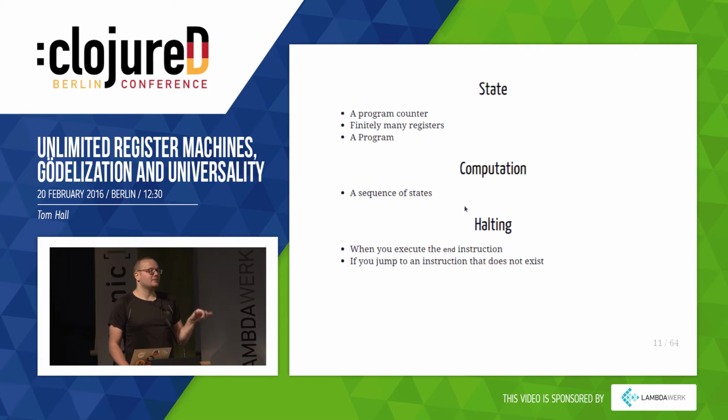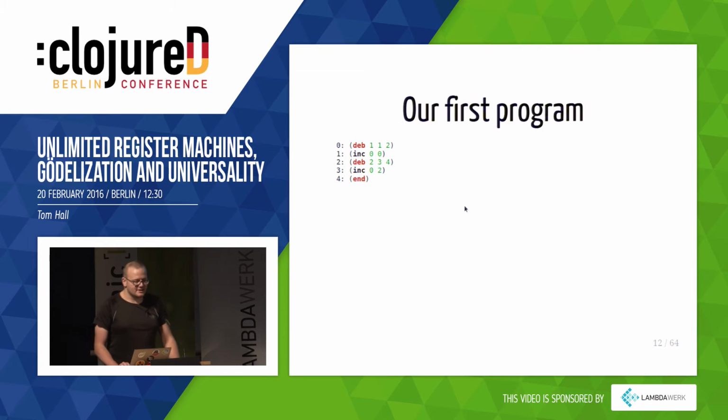Or, and this is to allow us to express programs that are not valid and still have a way of executing them, if you jump to an instruction that doesn't exist, that counts as an end condition as well. So our first program has 5 lines, and we're going to decrement register 1 and jump to line 1. Otherwise, we'll jump to line 2. Then increment register 0, and then jump to 0.